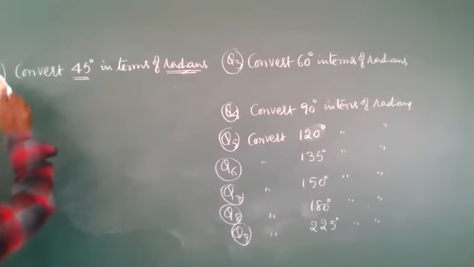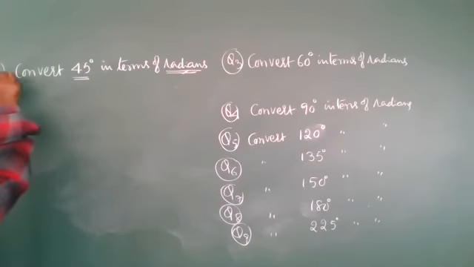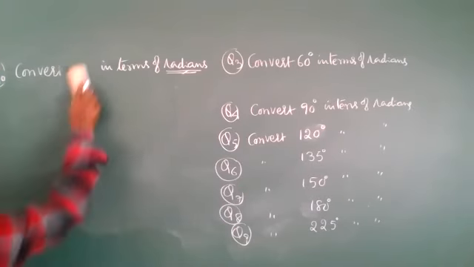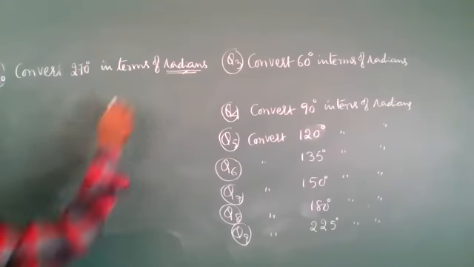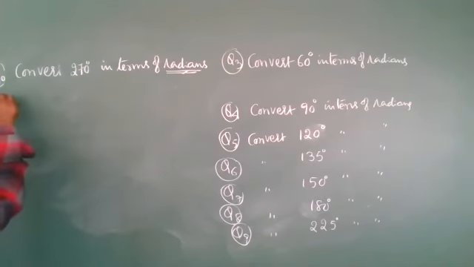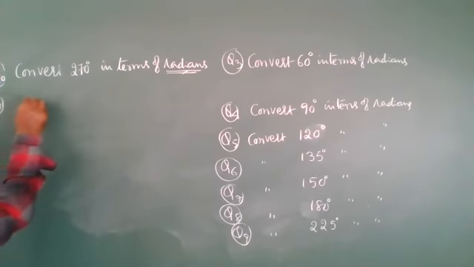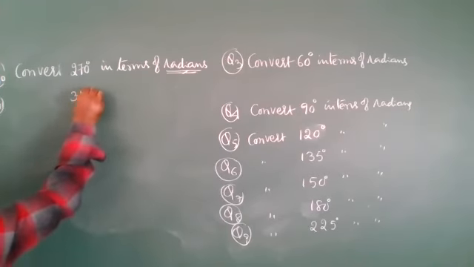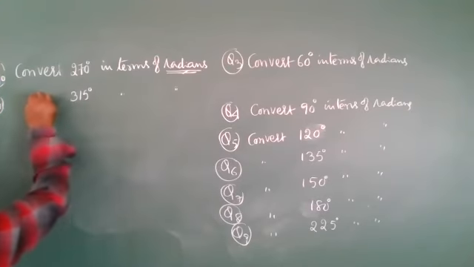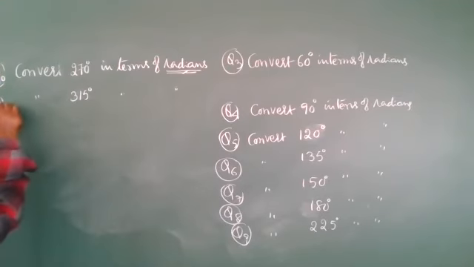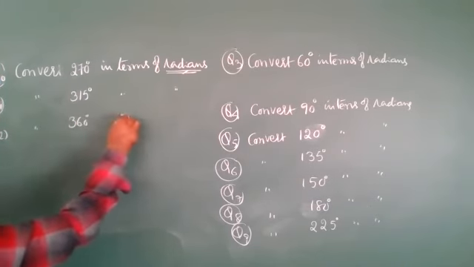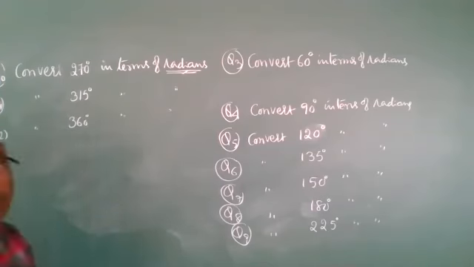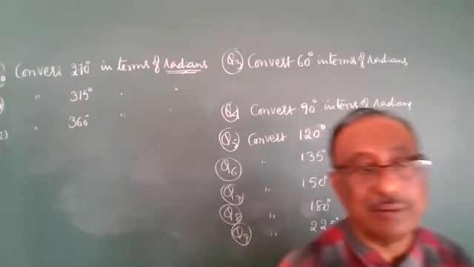Question number 10: convert 270 degrees in terms of radians. Question number 11: 315 degrees in terms of radians. Question number 12: convert 360 degrees in terms of radians. Everyone do fast.